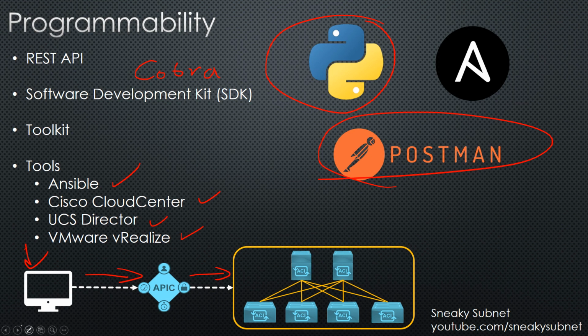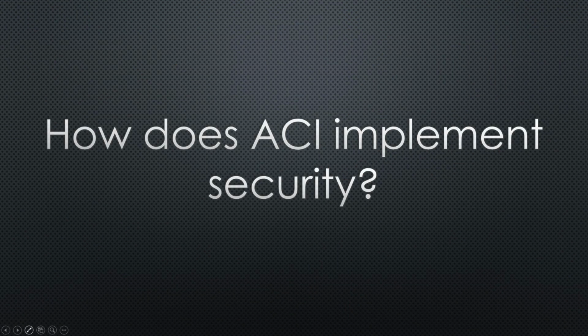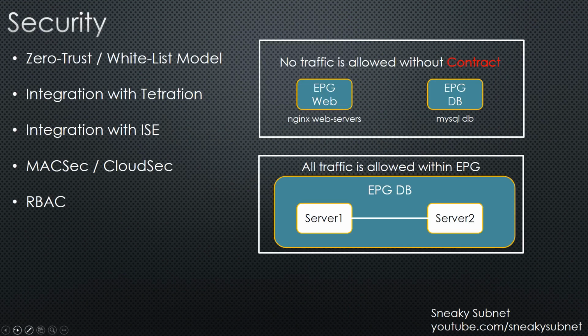Now let's talk about security in ACI. So how does ACI implement security? The key thing here is that ACI is built with a zero trust or whitelist model. It means that by default no traffic is allowed between different EPGs without a contract. Of course, you can disable or work around this behavior, but ACI really encourages you to start implementing a whitelist security model. The simplest definition of this model is that everything is blocked if it is not allowed explicitly.